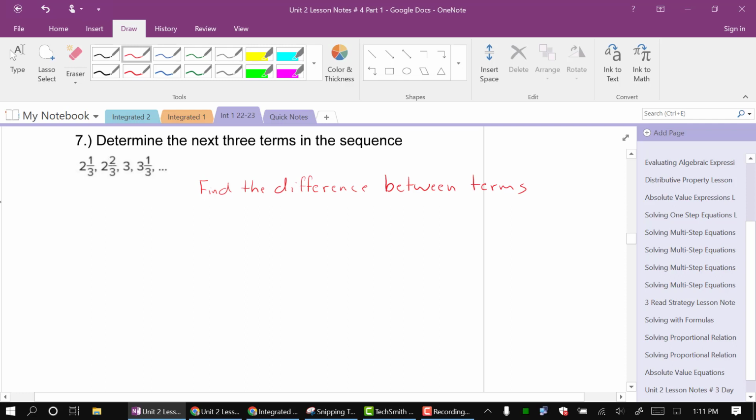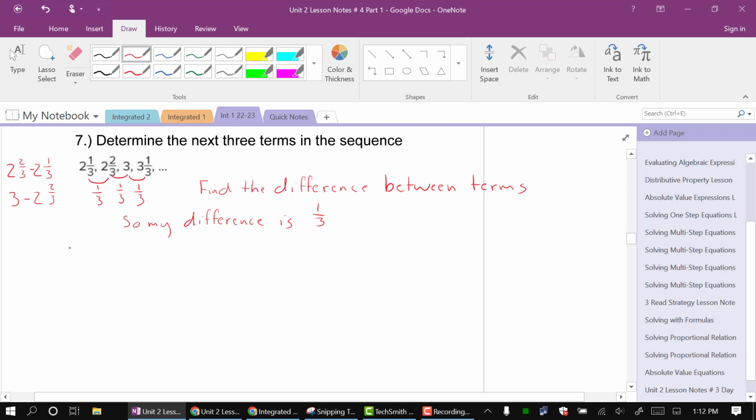So we saw two ways. We could subtract these two and find it, or I can subtract backwards. So I'm going to subtract backwards this time. 2 and 2/3 minus 2 and 1/3 gives me a difference of 1/3. 3 minus 2 and 2/3 gives me a difference of 1/3. And then the difference between 3 and 3 1/3 is 1/3. So my difference is 1/3.